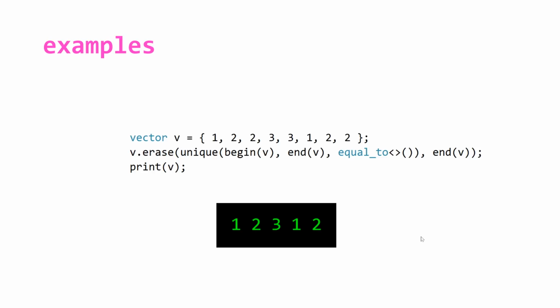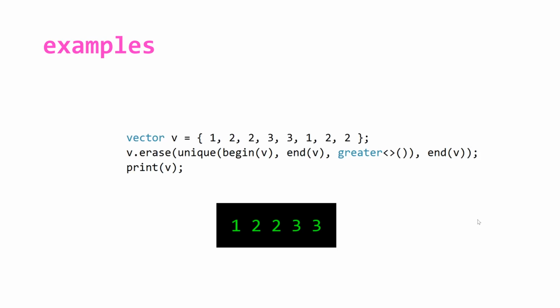So at the moment, this outputs 1, 2, 3, 1, 2. But if we change this to greater, it's going to remove any elements where the element on the left is greater than the element on the right. So for 1, 2, this doesn't meet that case. 1 is less than 2. 2 is equal to 2. 2 is less than 3, and 3 is equal to 3. But the first case that we run into is where 3 is greater than 1.